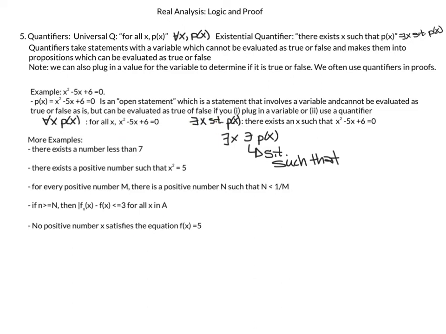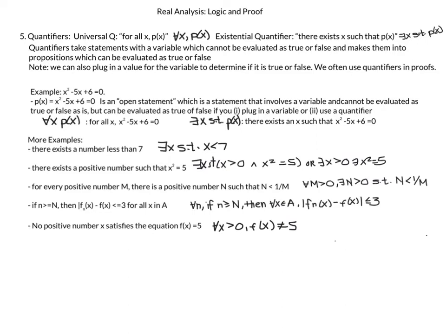Here are some examples for you to pause the video and give a quick try to write these statements with quantifiers. And here are my solutions. There exists x such that x is less than 7. There's a positive number such that x squared is equal to 5. So there exists x such that x is positive and x squared is equal to 5. Or I could have done there exists x greater than 0 such that. This little epsilon that's backwards is such that. I don't like this epsilon backwards because it looks too much like there exists.